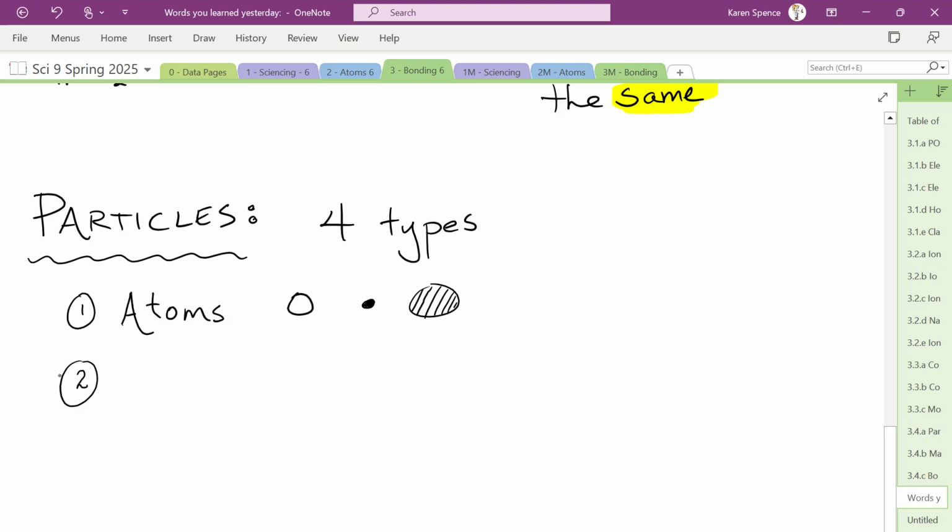What's another type of particle? Yeah, molecule, yeah. Now, a molecule could look like this. Or it could look like this. Or it could look like this.